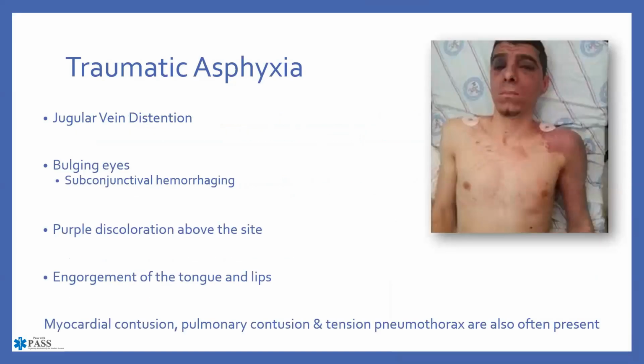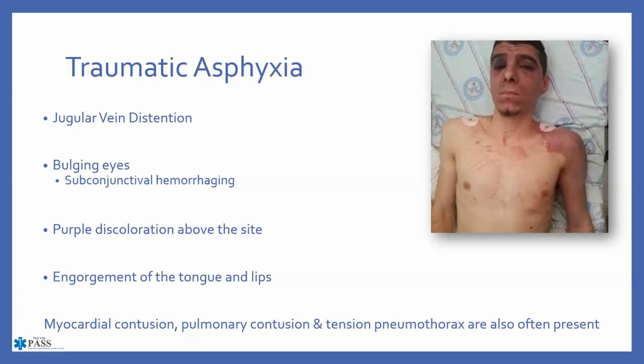So here again, kind of how the patient looks, you can see that they're discolored. The face is definitely a discolored situation. So he's got jugular venous distension. That's a backup of the pressure from that superior vena cava because it can't pump out through the normal mechanism. Bulging eyes, and they'll get that subconjunctival hemorrhaging. So all those blood vessels in their eyes are now starting to rupture, and then purplish discoloration above the site. If you see that, think of a traumatic asphyxiation.